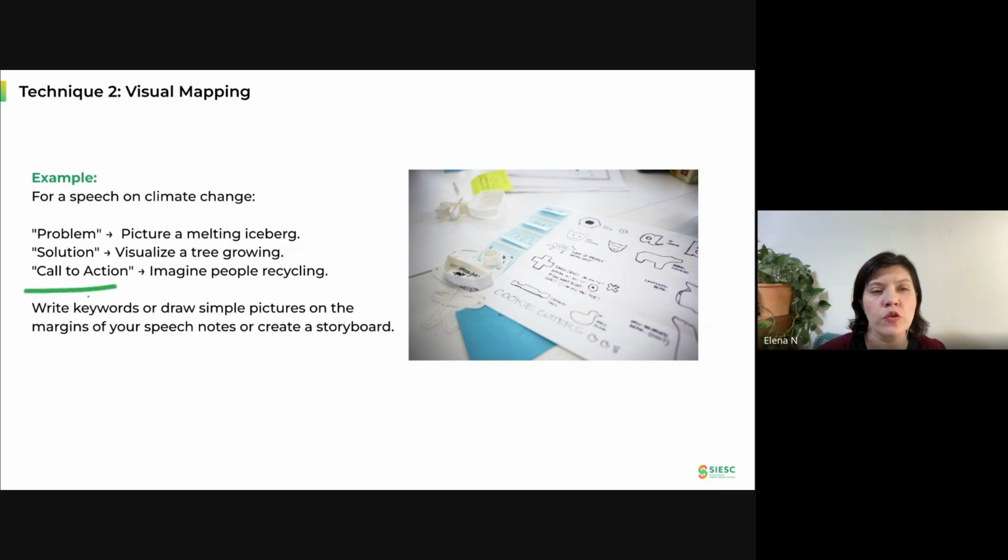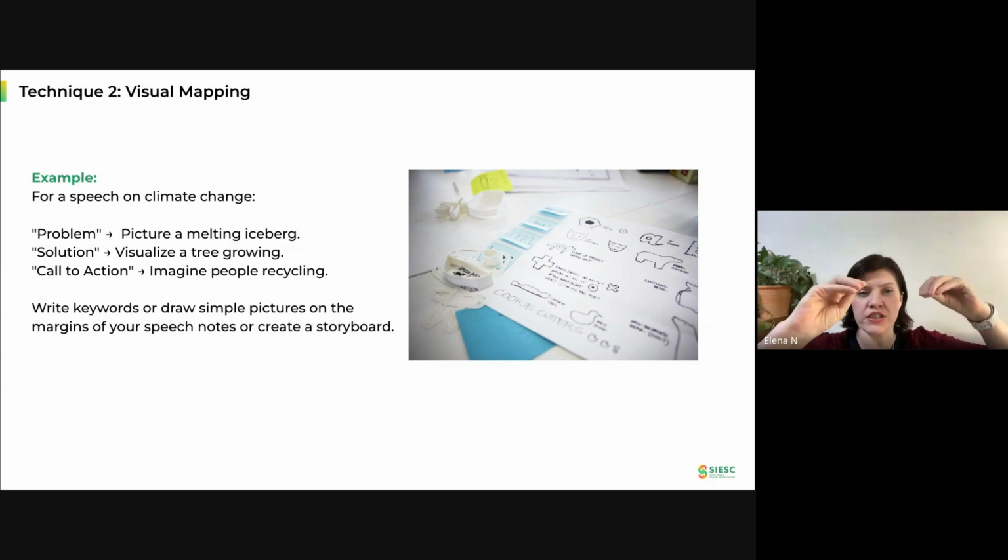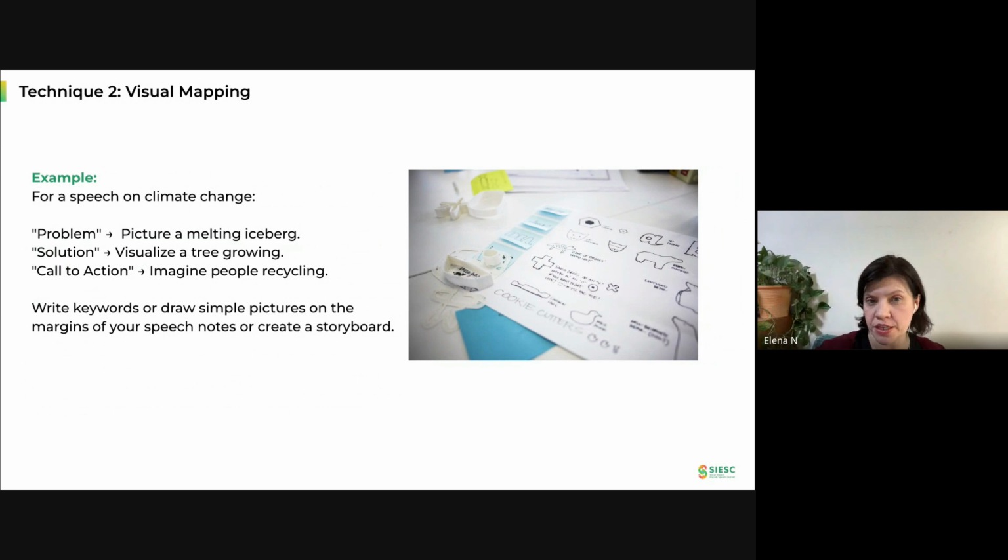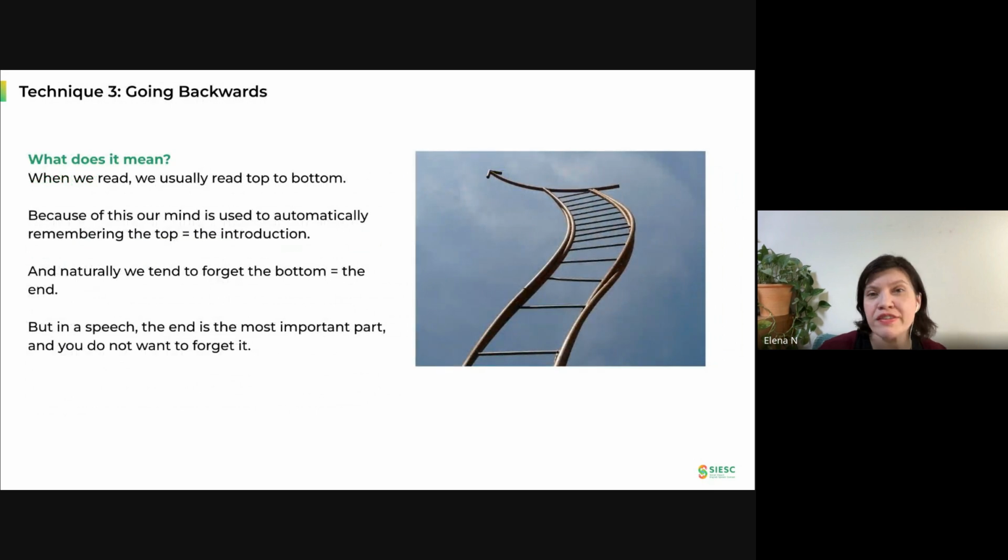And when you talk about your call for action, what do you want people to do to change? You imagine people recycling. And you can write those keywords and the associated images, or you can even draw simple pictures, very easy pictures on a big piece of paper or on a whiteboard if you have one, and then create a story. And if you visually remember all these pictures, it can help you remember your speech as well. So give it a try. Some people think it's too much work, but some people love it. So it depends on you.